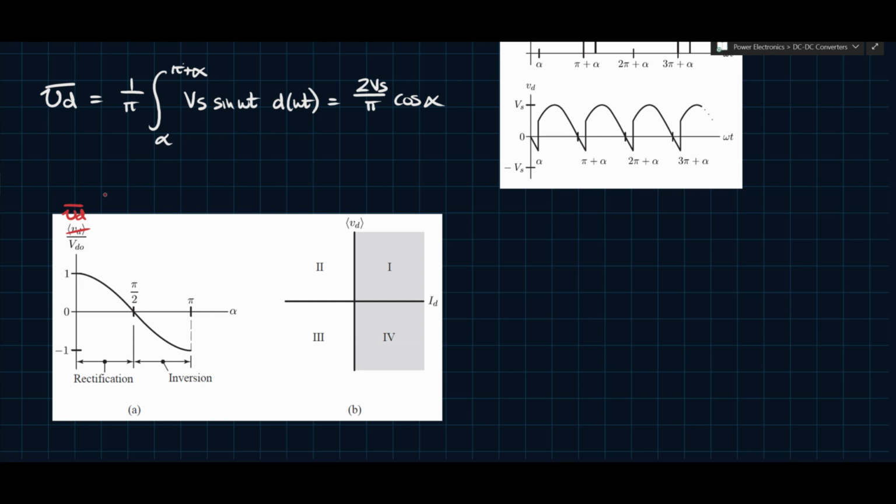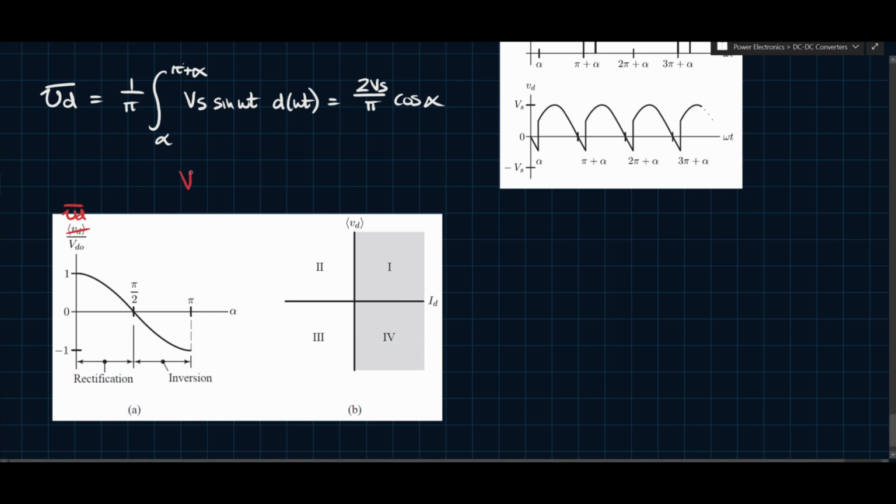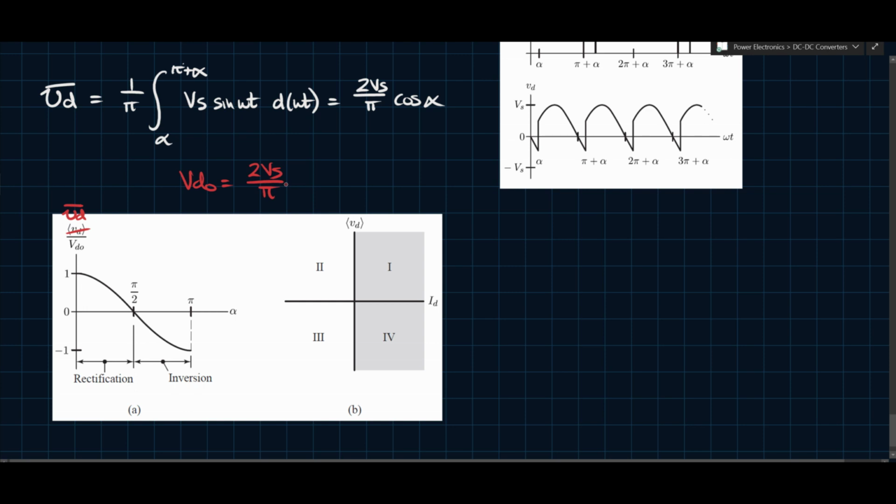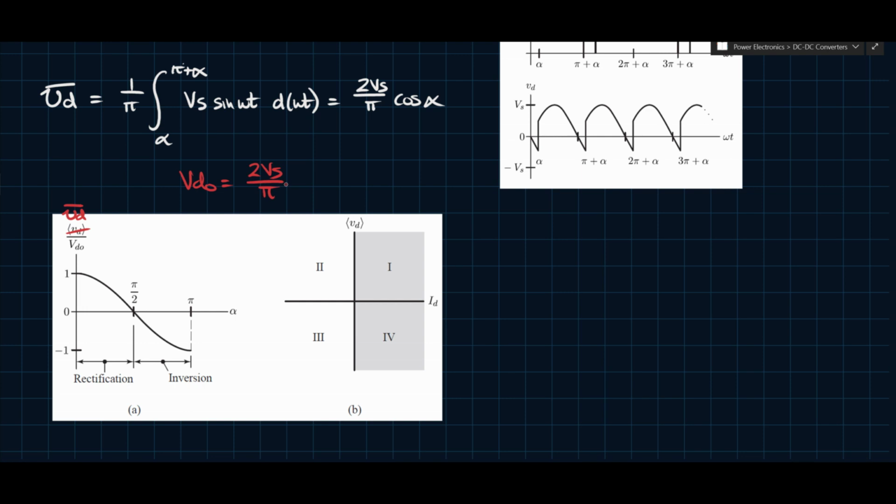In this case, the plot has been normalized in order to compare it to the case where you're using diodes. So VD0 is equal to 2 Vs over pi, which is the average output voltage for a full wave rectifier without any thyristors. That's with no phase shift, none of this alpha business. It's all just diodes, and that's one extreme case that you have.